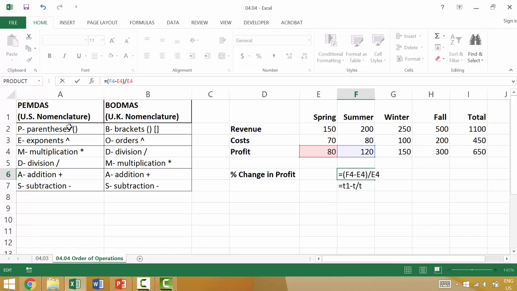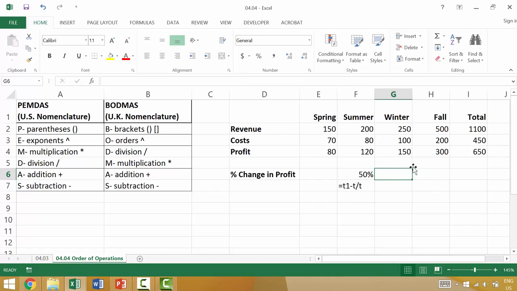So by saying, well, first we want you to take F4, first we want you to take 120 and subtract 80. And then the difference between those two seasons, or those two quarters, then we want you to divide it by the original amount. So if we were to do that, then we'll get 0.5, which if we were to convert it to a percentage, would be 50%.